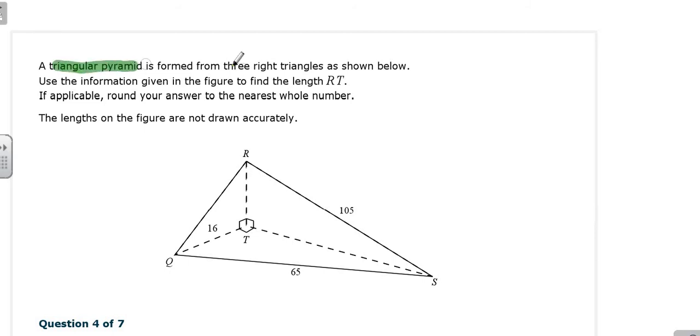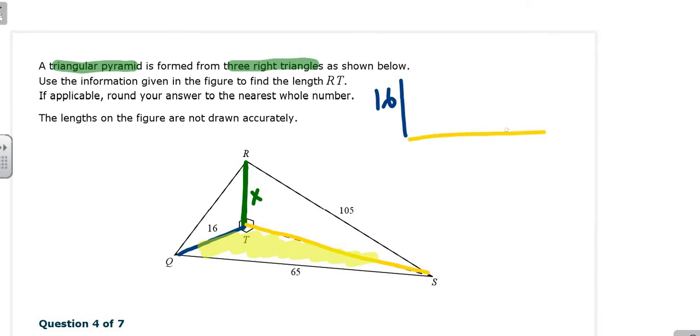The triangular pyramid that is formed has 3 right triangles. Use the information to find the length of RT. So we want to find this length. Problem is, we need 2 sides, but right now all we have is the 16. So we look at what else we have and see this right here. We're going to find that yellow in order to find the green, because we have right triangles here. So we're going to work with this right triangle first. I'm going to rotate it so you can see it. That's 16. There is our unknown. Let's call that y. And then this is 65.